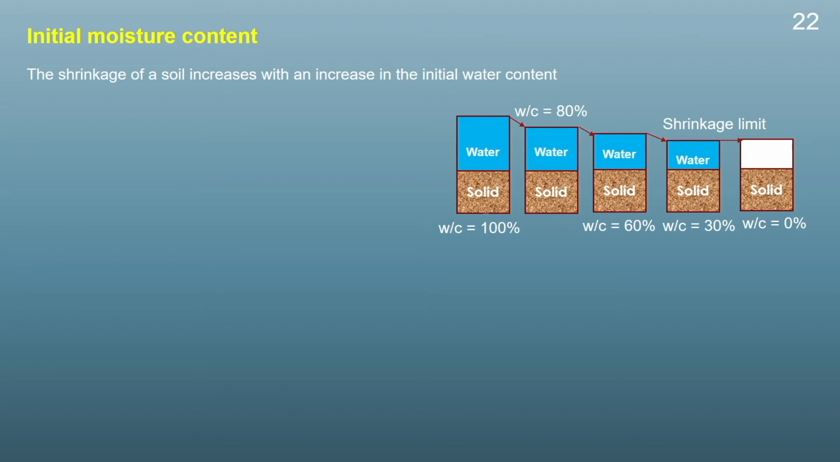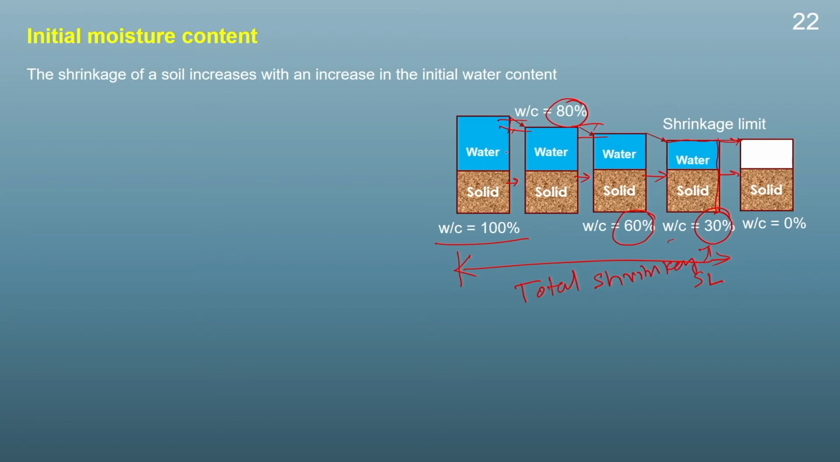Say, for example, in this case, the water content is 100%. When we dry the soil sample, the water content has reduced to 80% and so the volume of the soil will also reduce. In the next step, the water content reduces to 60% and the volume reduces again. The next stage will be 30% water content, and this 30% water content corresponds to its shrinkage limit. So, this is the final volume of the soil. Beyond this, any change in the water content will not change the volume of the soil. So, therefore, this to this will be the total shrinkage of the soil.